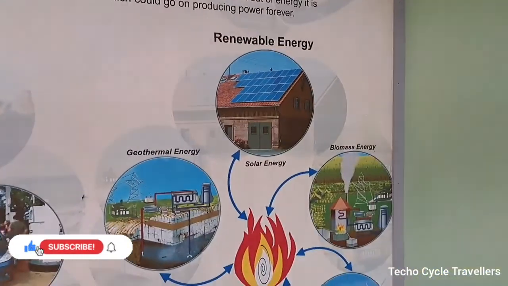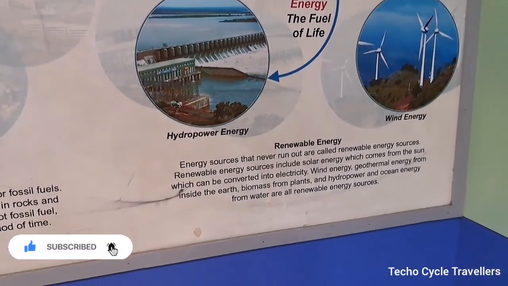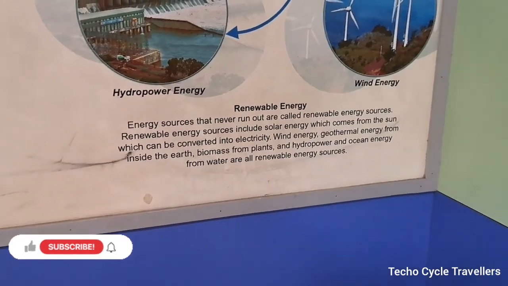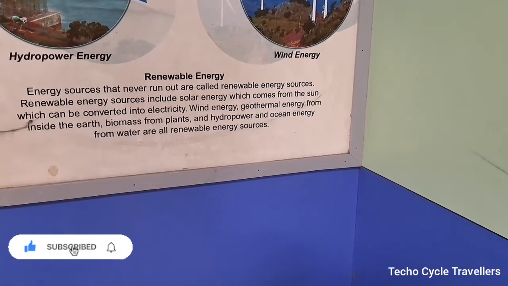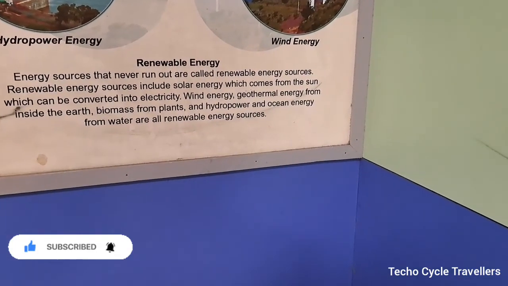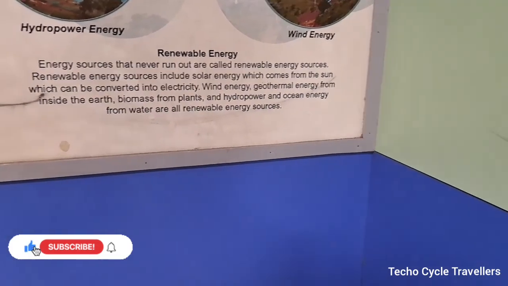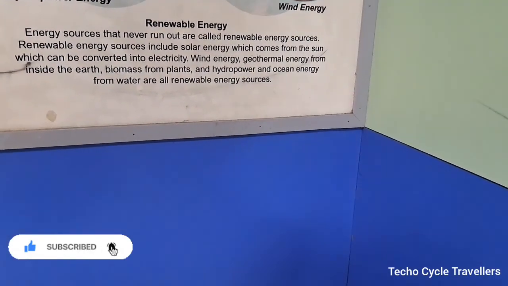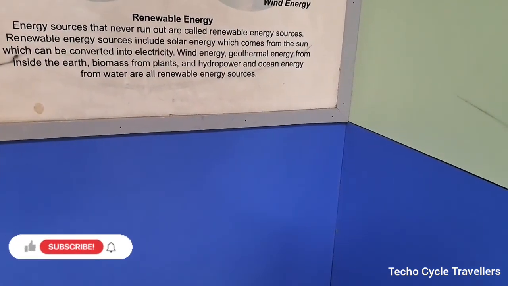Renewable energy: geothermal energy, solar energy, biomass energy, hydropower energy, wind energy. New energy sources that never run out are called renewable energy sources. Renewable energy sources include solar energy, which comes from the sun and can be converted into electricity, wind energy, geothermal energy from inside the earth, biomass from the plants, hydropower and ocean energy from water.